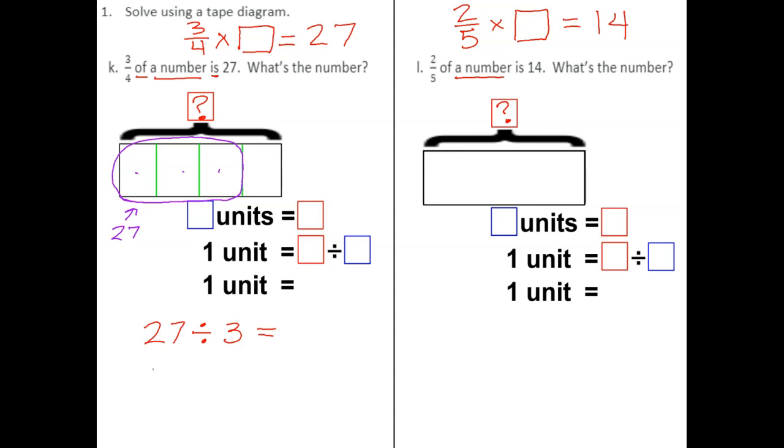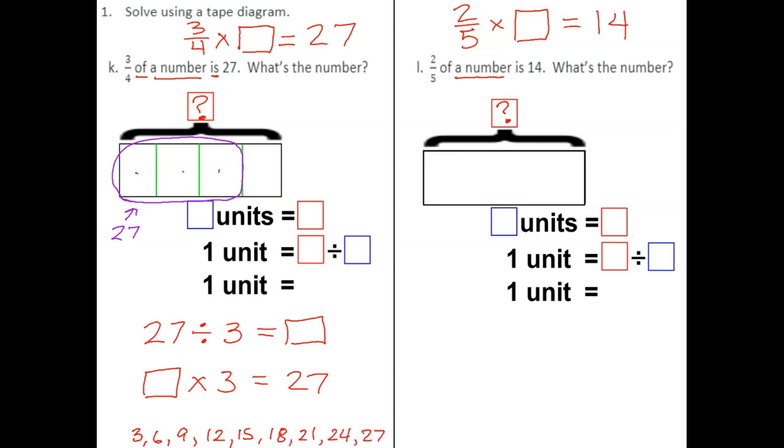I don't know division. I'm going to say, well, let's just write it backwards. What times 3 equals 27? Skip count by 3's. You said 3, 6, 9, 12, 15, 18, 21, 24, 27. We have 1, 2, 3, 4, 5, 6, 7, 8, 9. So 9. That means that each unit is equal to 9.